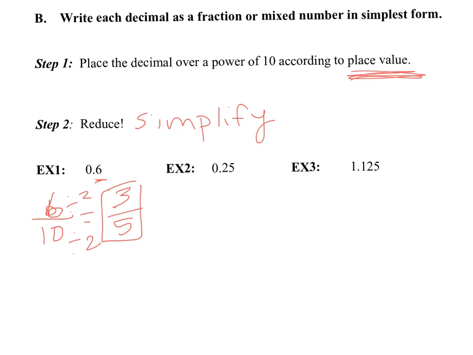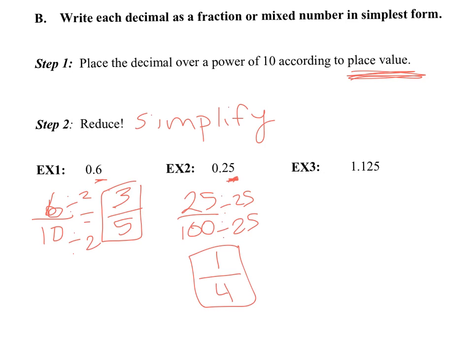For example 2, I have 0 and 25 hundredths. So again, we look at that last digit's place value. The 5 is in the hundredths place. So I take the 25 and I put it over 100. And because 25 is a quarter of 100, that makes things a little bit easier. So I'm able to divide by 25, top and bottom, and my final answer is 1 over 4.